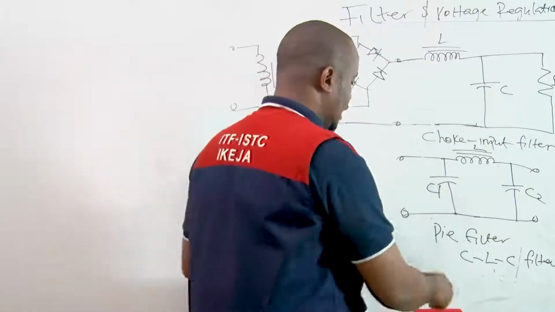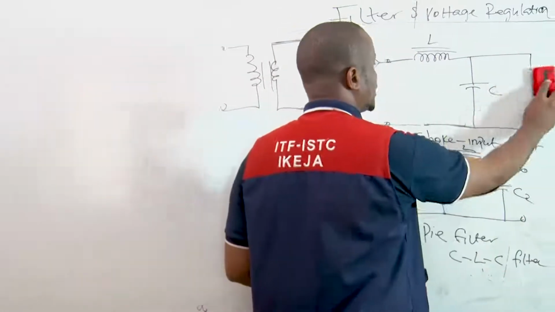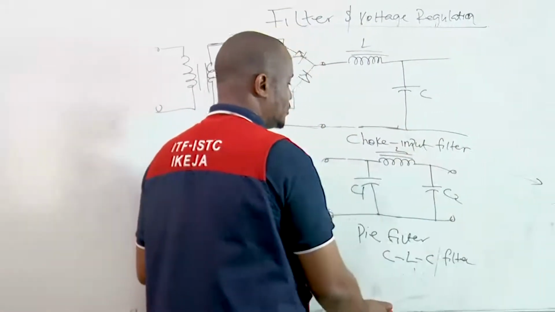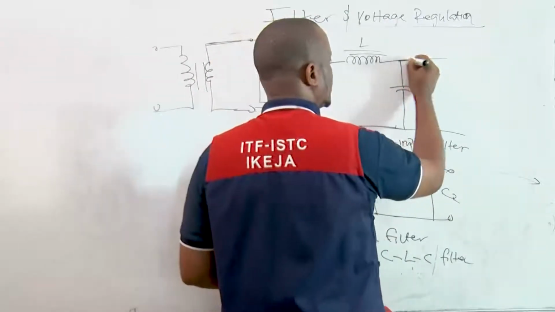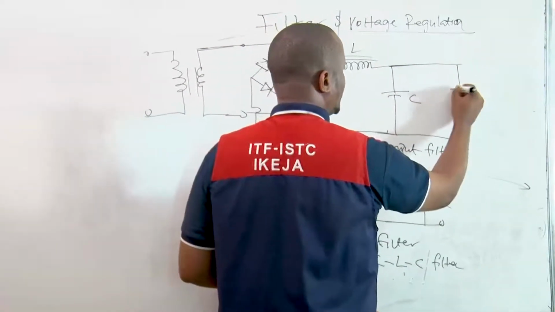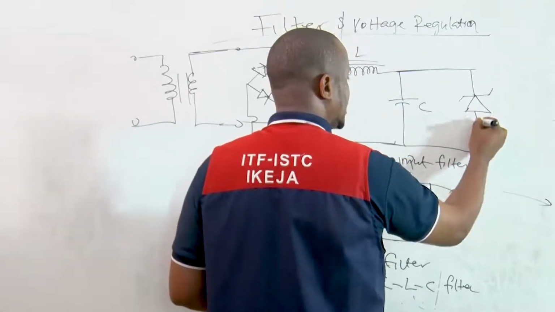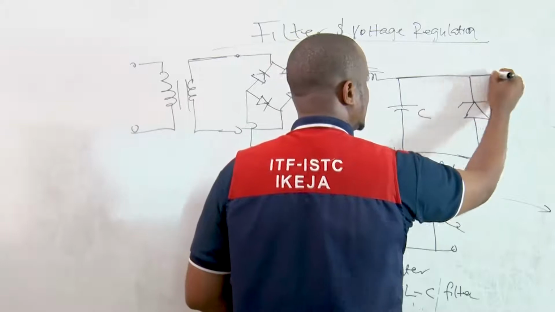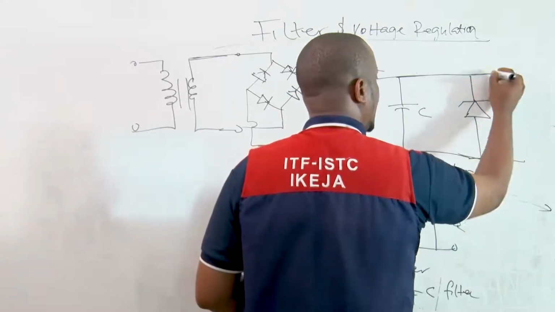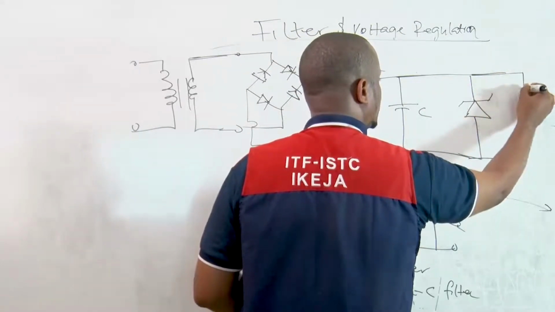Because of this property, we can include a Zener Diode, so that when the breakover voltage is achieved, the Zener Diode will now maintain a steady supply of voltage.